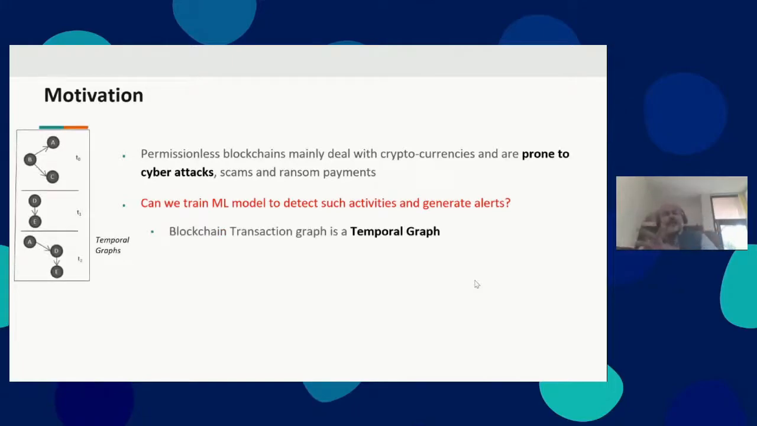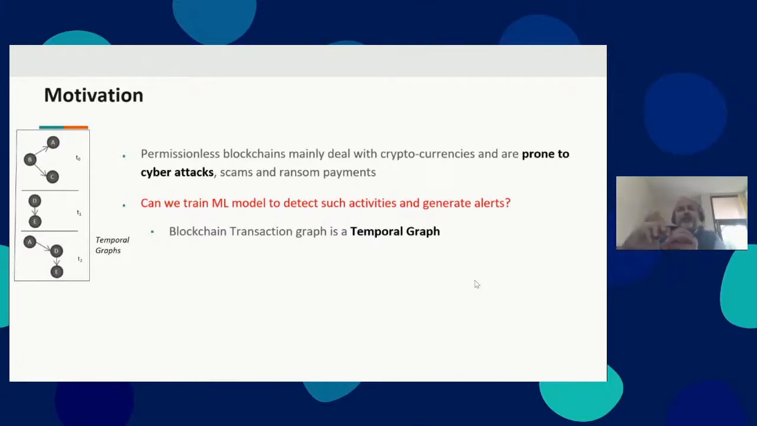Now, this is not something that we thought about for the first time. There has been quite a bit of work on using machine learning to detect such activities. But what was missing in that work is that they considered blockchain data as a frozen snapshot in time. By the time they actually collect the data, every block has made many transactions, every account has done many transactions on many blocks, and they construct graphs like which account gives money to which account.